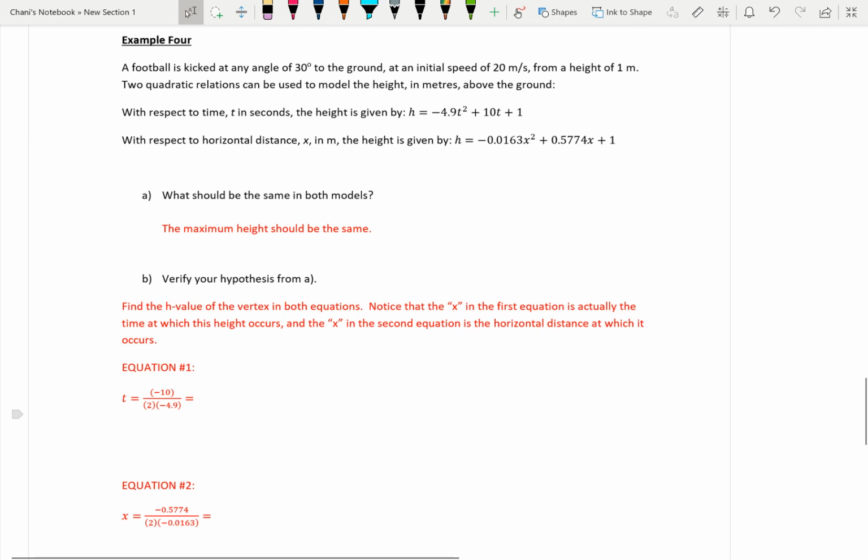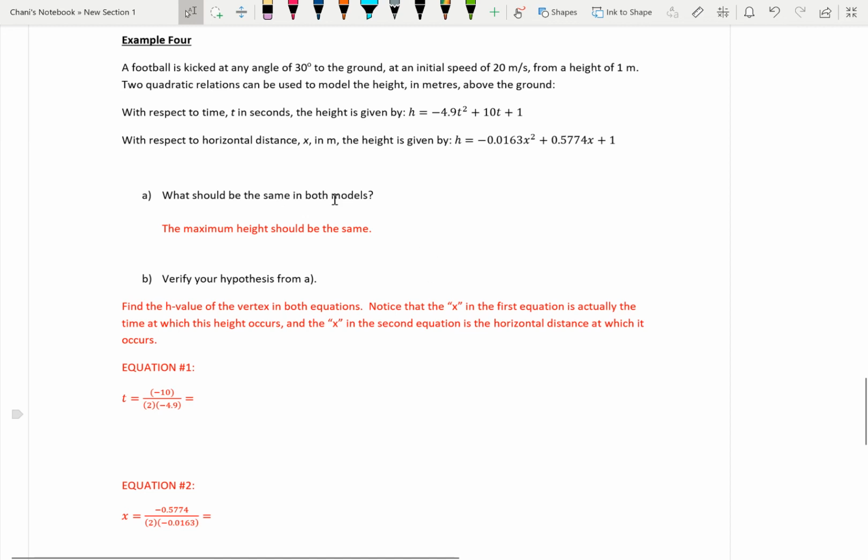I want to make sure you understand that these both represent the same situation, but they're different quadratics because they are based on different independent variables. So one is how high it is with respect to the time that's passed, and the second one is how high it is with respect to how far it is from the start.